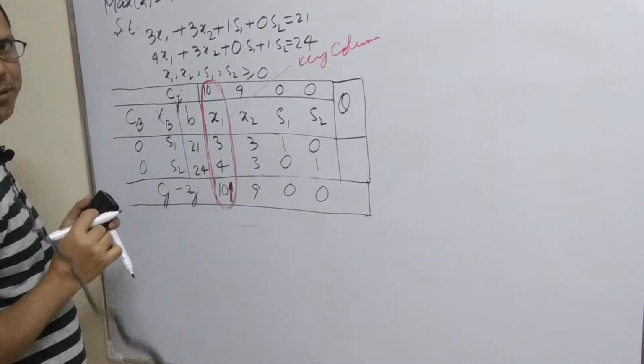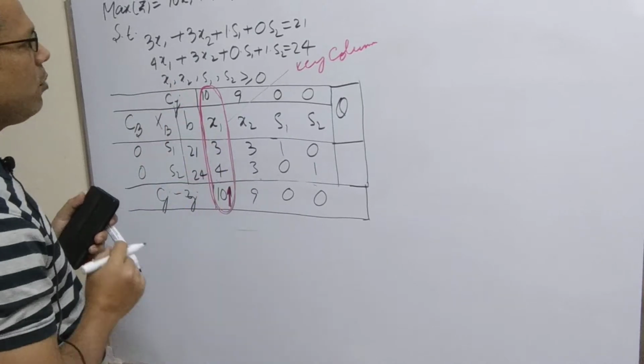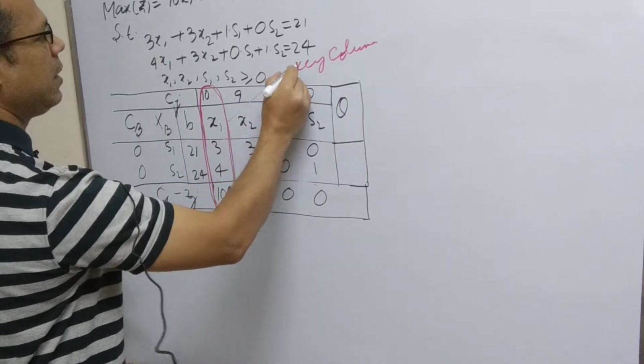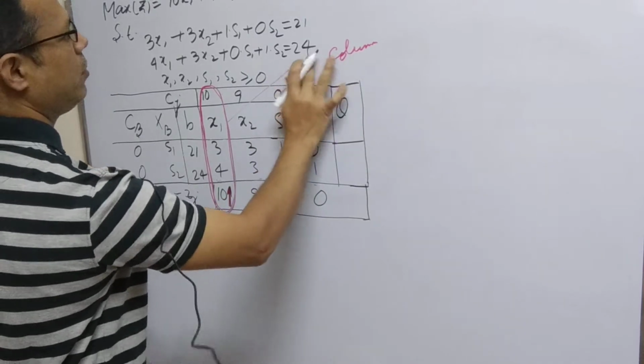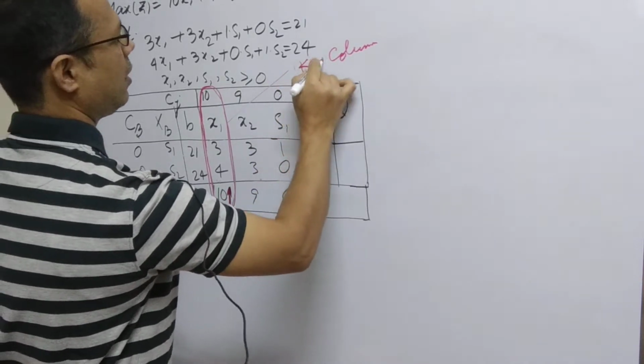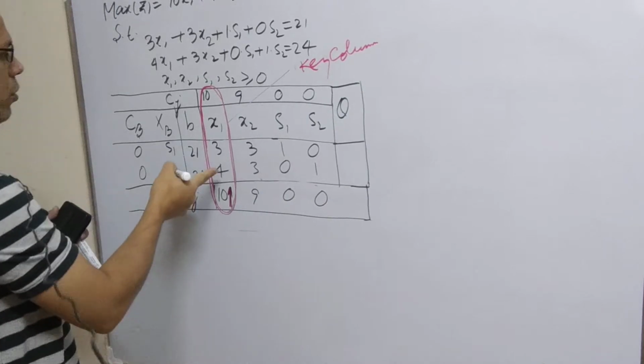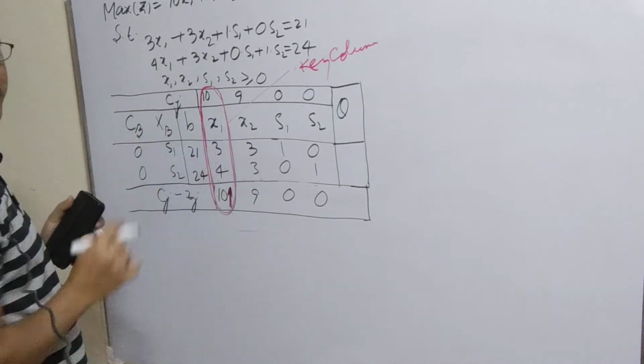There are certain steps, so we just need to proceed through the steps. Automatically we will see. This is the key column. So I am going to write here, key column. Just see here, key column we already have.